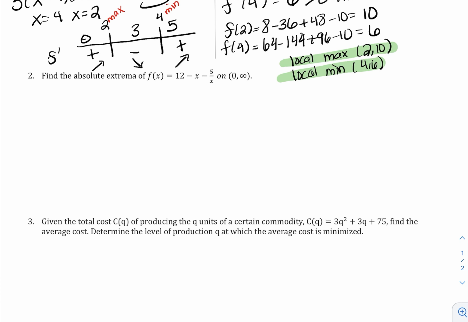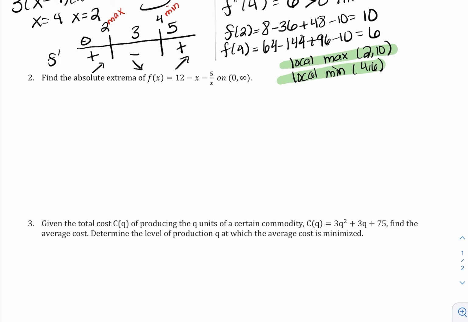Okay, so let's look at this one. Find the absolute extrema of f(x) = 12 - x - 5/x. Because I'm having the word extrema, I know for sure that I need to find my critical numbers. So I have f'(x) = 0 - 1. Now, here I have to change this to a negative 5x to the negative 1. Otherwise, I can't take the derivative. And that's going to become a positive 5x to the negative 2. I'm going to rewrite it as negative 1 plus 5 over x squared.